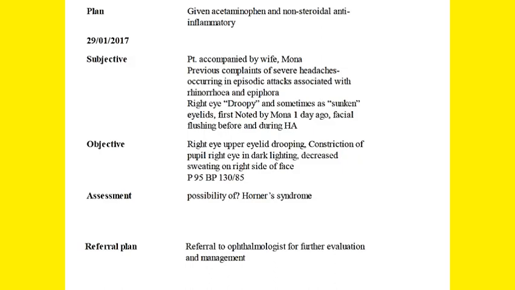Pulse was 95 and BP was 130 by 85, almost elevated. So this time we thought the person has a possibility of Horner syndrome, and now we are referring this patient to the ophthalmologist for further evaluation and management of that particular condition. Maybe we assume that he might be having this kind of problem. Okay, did you understand this? So what do you think you have to do there?